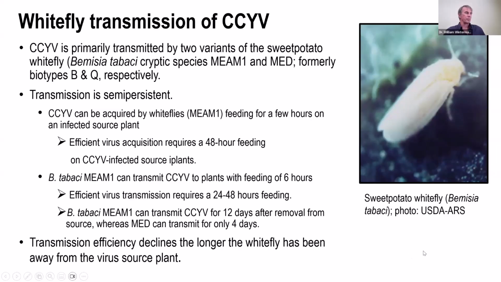As far as transmission, once the whitefly has the virus in it, efficient transmission to cause disease takes 24 to 48 hours of feeding on the field plants. The virus can be transmitted in a shorter period of time, but efficiency is greatly reduced. And then the interesting thing about this virus is it is transmitted for long periods of time by MEAM1, or the B biotype of Bemisia tabaci. It can be up to 12 days with a gradual decline over that time. For the Mediterranean whitefly, or the Q biotype, the retention is much less, and the virus is only in the whitefly up to 4 days, based on some work by my colleagues in Greece.